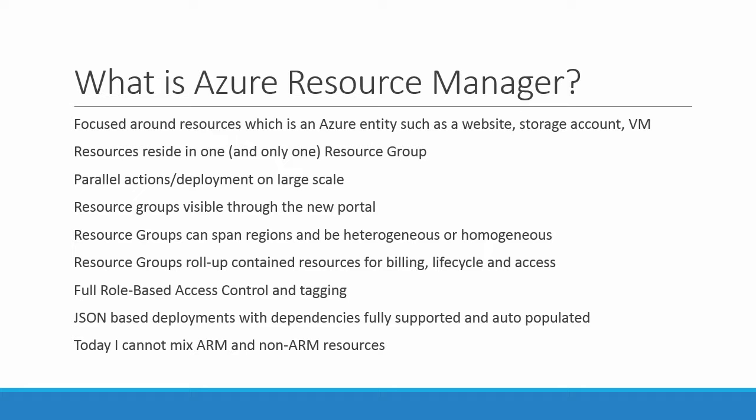The deployments are now JSON-based templates, and it fully understands dependencies. It's going to be able to go and work out, hey, well, this resource depends on this resource. So when I deploy this thing, I need to deploy this first because this other thing depends on that. It's going to auto-populate. And they're going to resume.